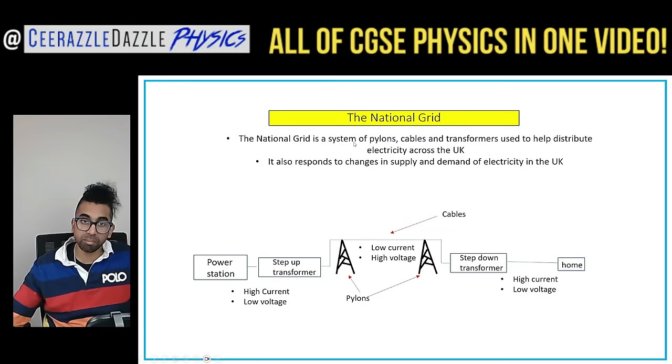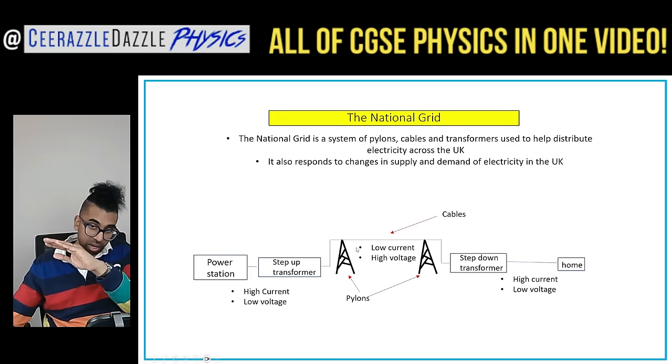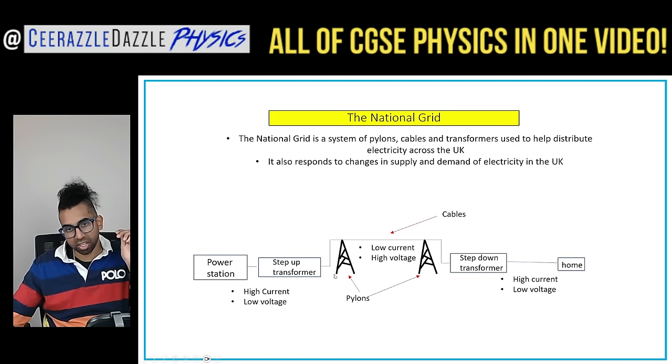The National Grid is simply a system of pylons, cables and transformers used to help distribute electricity across the UK. It also responds to the changes in the supply and demand of electricity in the UK. So look, you've got power station, step-up transformer, a pylon, then the cable going all the way from one pylon to the next, then a step-down transformer back to your home over here. So obviously the pylons are there to help hold the cables in place.